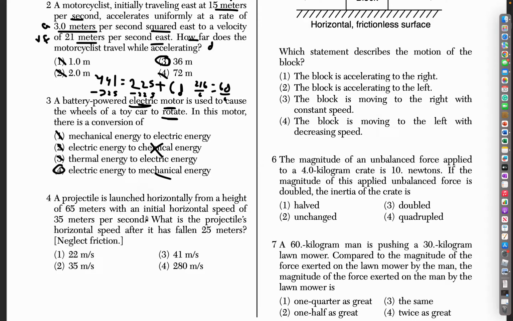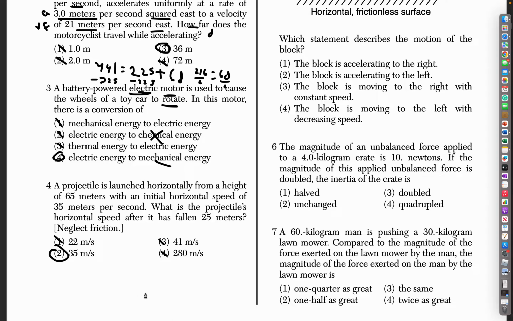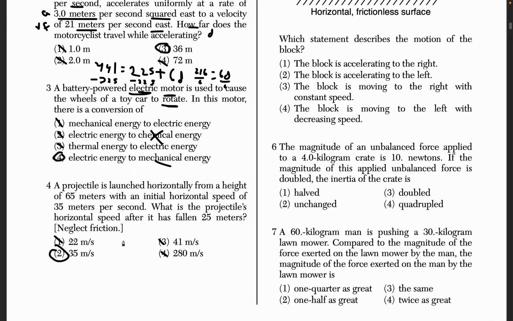Okay, a projectile is launched horizontally from a height of 65 meters with an initial horizontal speed of 35 meters per second. What is the projectile's horizontal speed after it has fallen 25 meters? Okay, it's 2. In projectile motion, the horizontal speed does not change, because there's no force acting on it in the horizontal direction. There's no other external force, so it remains the same. In the vertical, you have gravity acting on it, and other forces such as air resistance, which means the vertical speed is not constant. Only the horizontal is. So if we have a horizontal speed of 35 and it's asking for the horizontal speed, it will always stay the same.